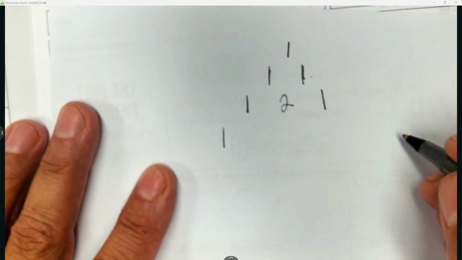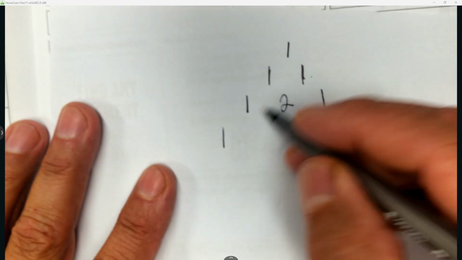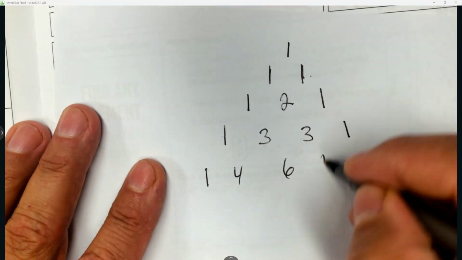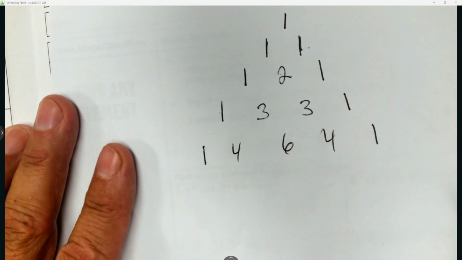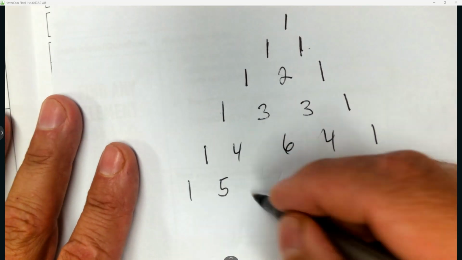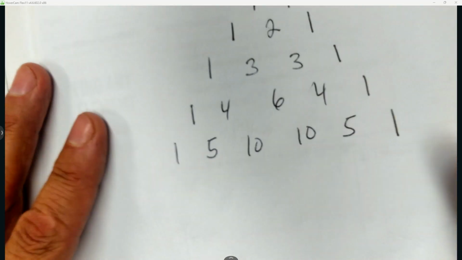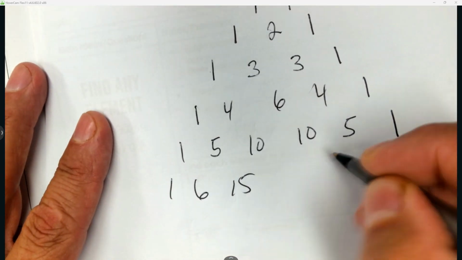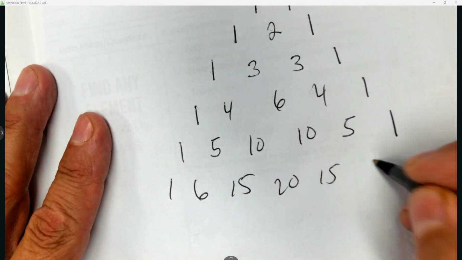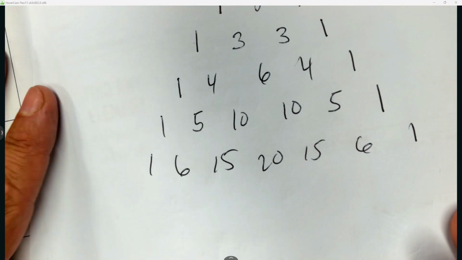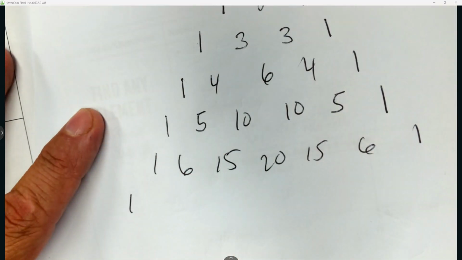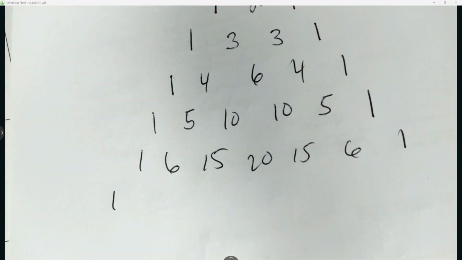I want you to keep working on that pattern. We start with 1, we add two numbers, we add the next numbers, end with 1. Start with 1, we add the numbers, end with 1. I want you to feel comfortable with this pattern going across. I'm going to do a few of these. Press pause. I want to see if you can do the next row before I do it.